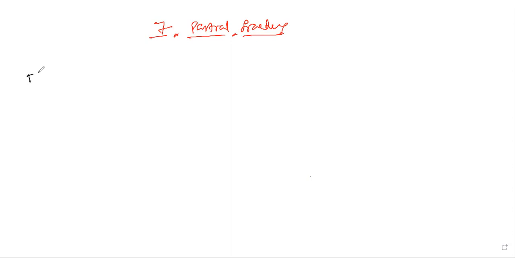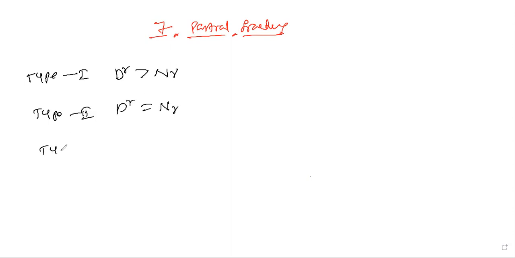There are three types. Type one means the denominator degree is more than the numerator degree. Type two, the denominator degree is equal to the numerator degree. Type three, the denominator degree is less than the numerator degree, which means the numerator degree is more than the denominator degree.